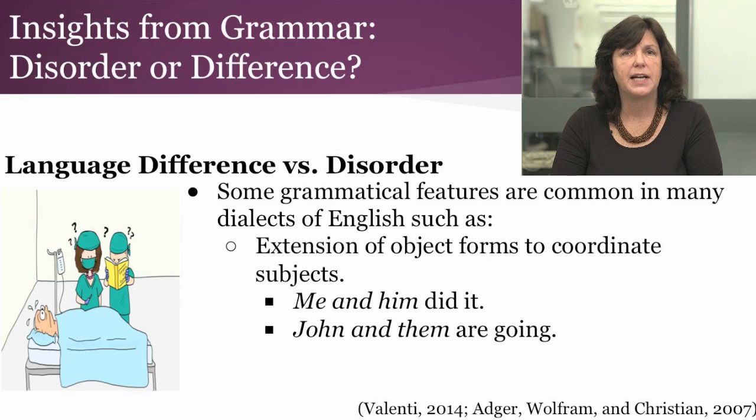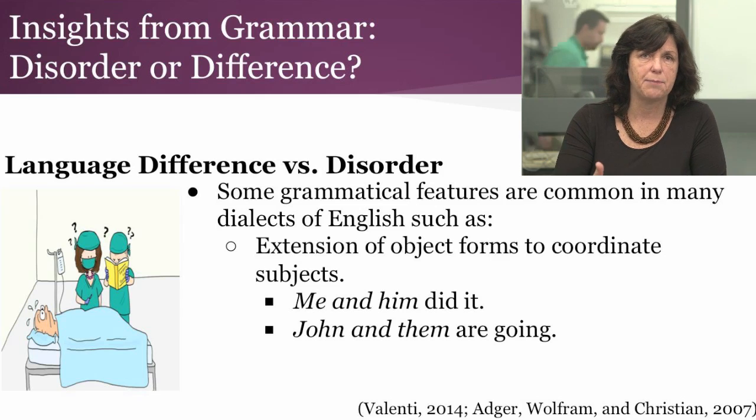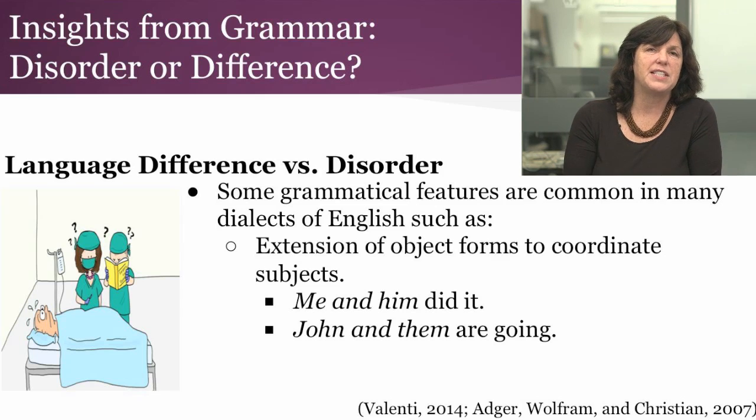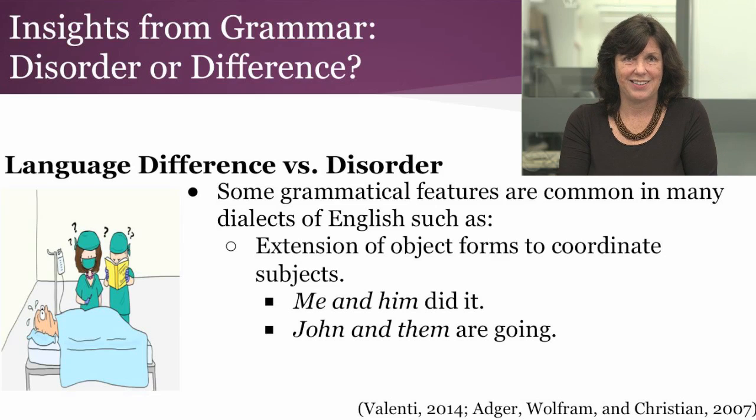Another common dialectal feature is the extension of object forms to coordinate subjects, such as me and him did it, and John and them are going. Probably every one of us has said you and me as a subject, which is technically wrong, but in a very informal way of speaking, it almost establishes linguistic intimacy.